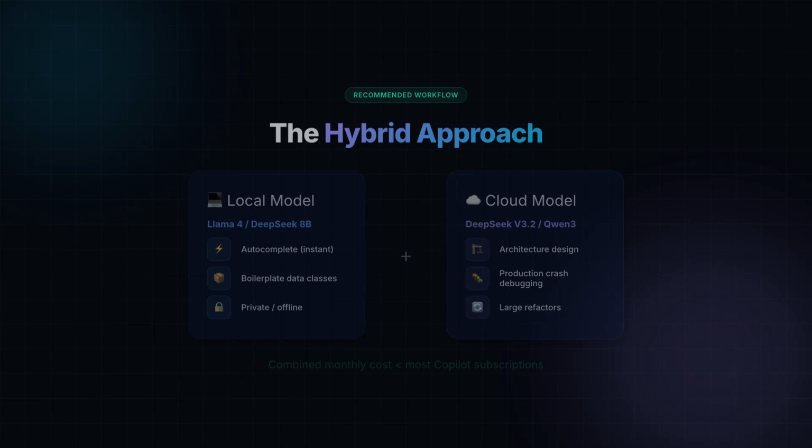Cloud models, DeepSeek V3.2 or Qwen 3-coder, handle the high-stakes tasks: designing a new feature's architecture, refactoring a domain layer, debugging a production crash, reviewing a complex coroutine chain for correctness. The split is roughly local for autocomplete speed, cloud for anything architectural. This isn't a compromise, it's actually better than using one model for everything, because you're matching the tool to the task, and the combined monthly cost is lower than most Copilot subscriptions.